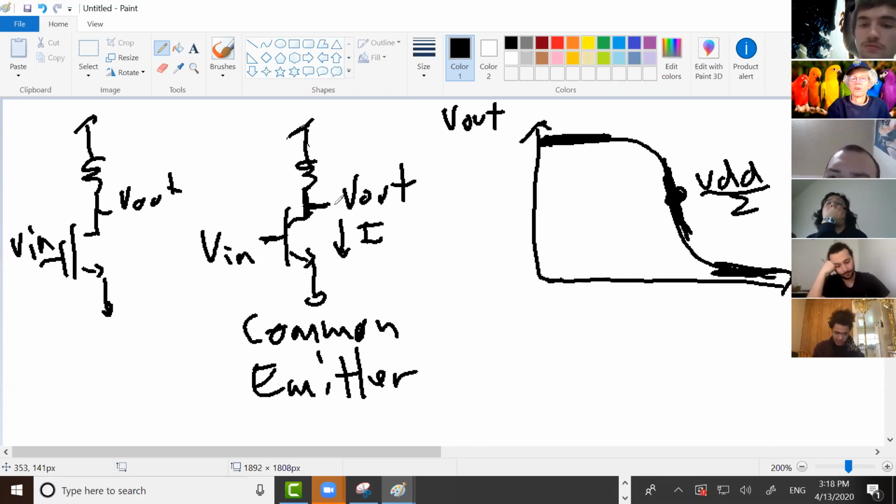If the current goes up, then you move this way. If the current goes down, you move that way, and you're right in the amplification region, you get gain going in either direction. So that's good.